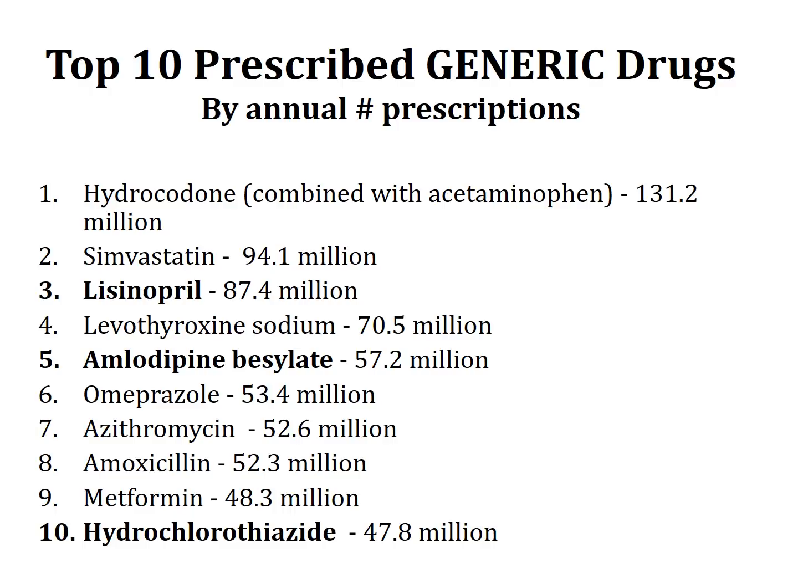Another way of looking at how prevalent hypertension is to look at what are the top 10 prescribed generic drugs in the US. And you can see that 3 of the top 10 are antihypertensives. Lisinopril, an ACE inhibitor, amlodipine, a calcium channel antagonist, and hydrochlorothiazide, a diuretic. They all fall in the top 3 of the most commonly prescribed generic drugs in the US.